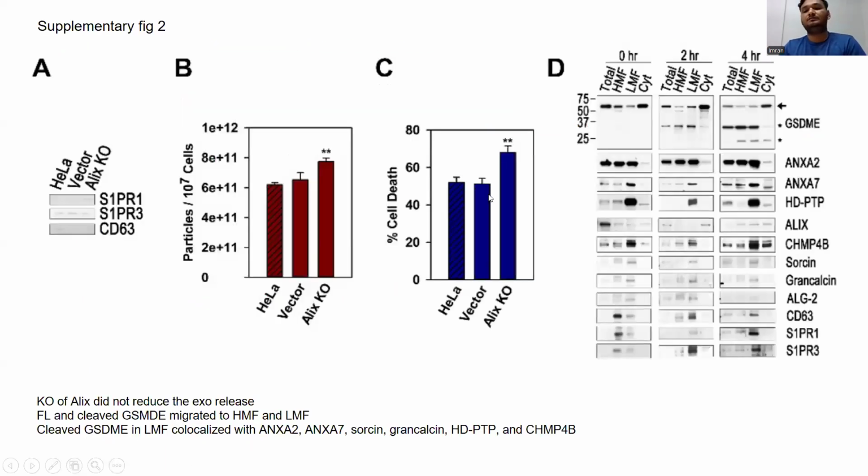Also, the expression of Gasdermin E was concentrated in the light membrane fraction, and it co-localized with the expression of annexin A2, A7, HD-PTP, ALIX, CHMP4B, and other calcium binding proteins, showing their involvement in the role of Gasdermin E in exosome biogenesis.